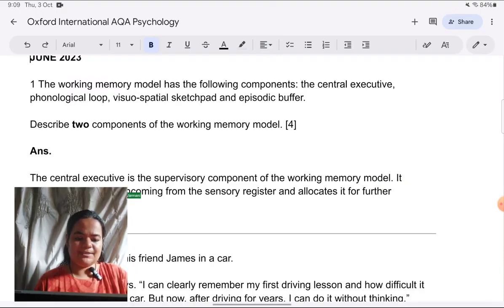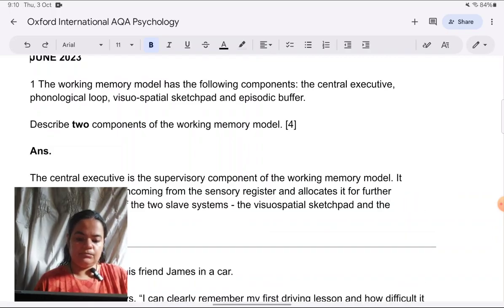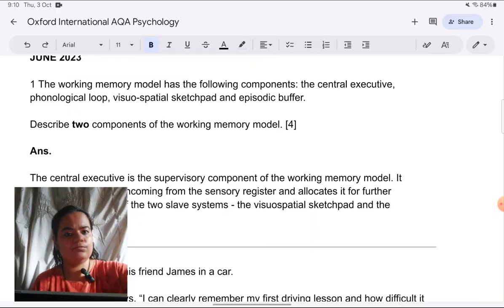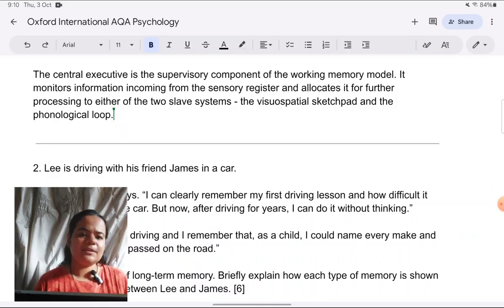To either of the two slave systems, the visuospatial sketchpad and the phonological loop. This much is sufficient for 2 marks. Of course, there are examples which could be given for further elaboration, but keeping in mind it's for 2 marks, what is essential to the central executive, what really defines it, we have given those points.